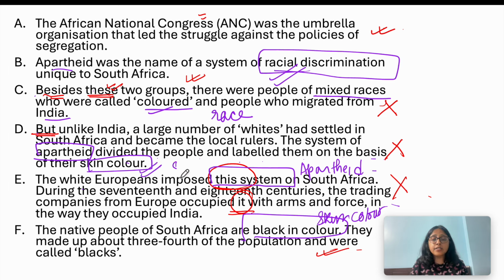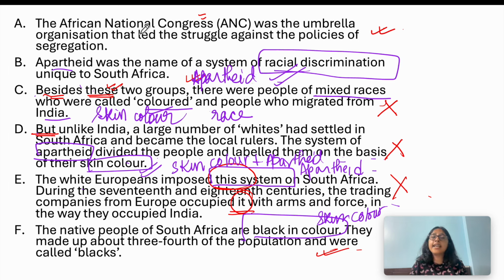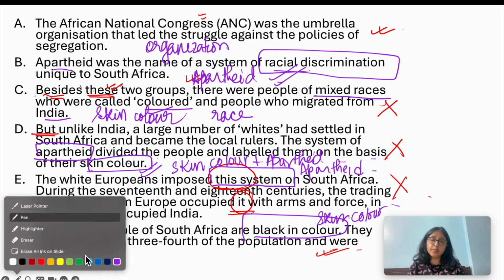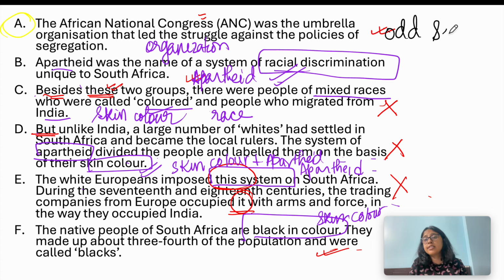Sentence D talks about skin color and apartheid. Sentence C again talks about skin color. Sentence B talks about apartheid. Okay. But sentence A talks about an organization. Here our focus is not any organization, but our focus is the discrimination that happened during that time. So sentence A is the odd sentence over here. Okay, so here sentence A becomes our odd sentence. This is the odd sentence because this sentence talks about an organization. Yes, I know that it talks about segregation as well, but here the main focus is this organization. Okay, so this is our odd sentence.